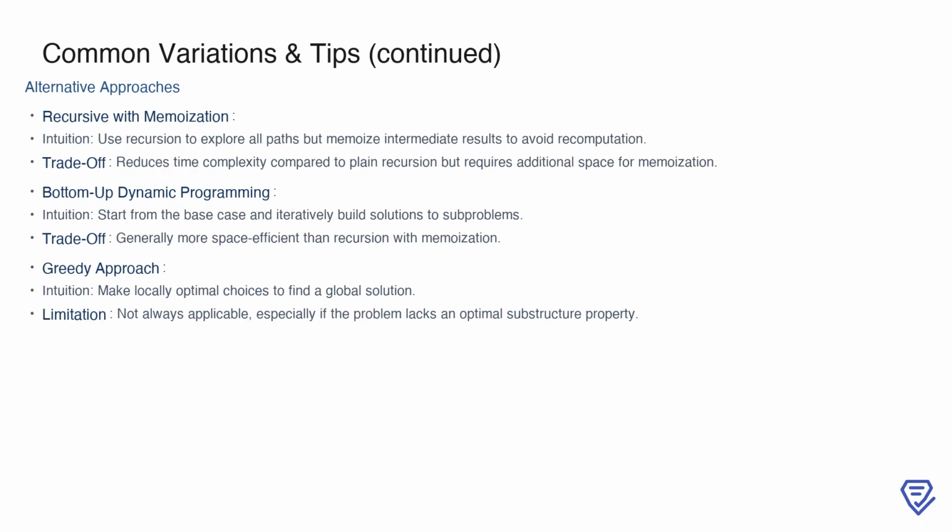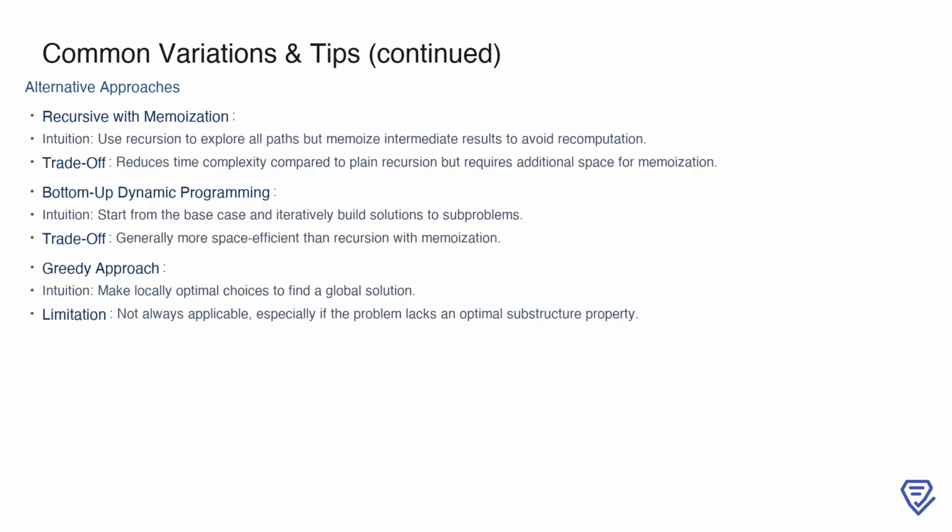When solving these kinds of problems, there are several alternative approaches you can consider. Using recursion with memoization is a common strategy. This approach explores all paths but avoids redundant calculations by storing intermediate results, significantly improving time complexity over plain recursion. However, it does require extra space to maintain the memoization table.